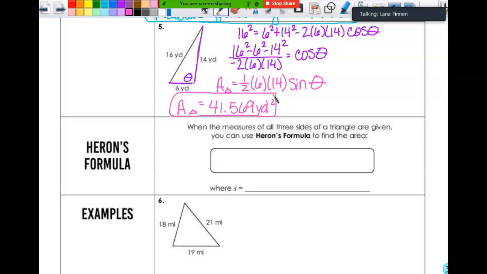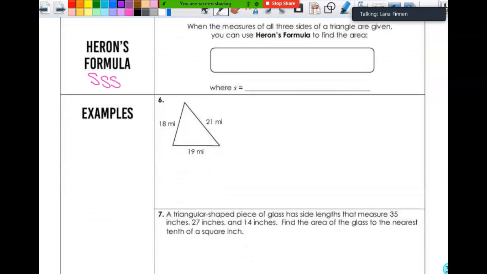Now, you had the skills to do all of that. You could reason through that, you could figure it out. But there's another way to find the area of a triangle if you have all three sides and no angles. Is it easier? That's always a matter of opinion, but we wouldn't have to go through all this cosine inverse stuff if we use Heron's formula. So Heron's formula works for side, side, side, if I don't have any angles.